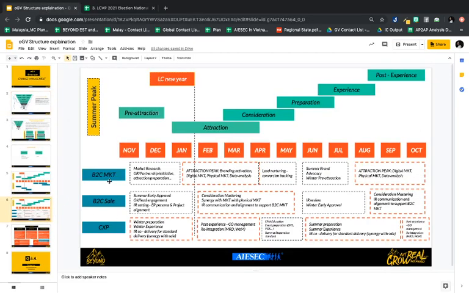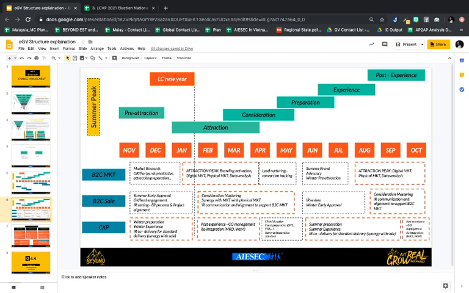Yeah, so here, because a lot of people ask me, okay, let's say I have 1 team taking care of marketing, 1 team taking care of sales, 1 team taking care of customer experience. So let's say during the attraction peak, what does the customer experience team do, or during the preparation peak, what does B2C marketing do? So for me, these 3 teams in different timelines have different focus and also different peaks.